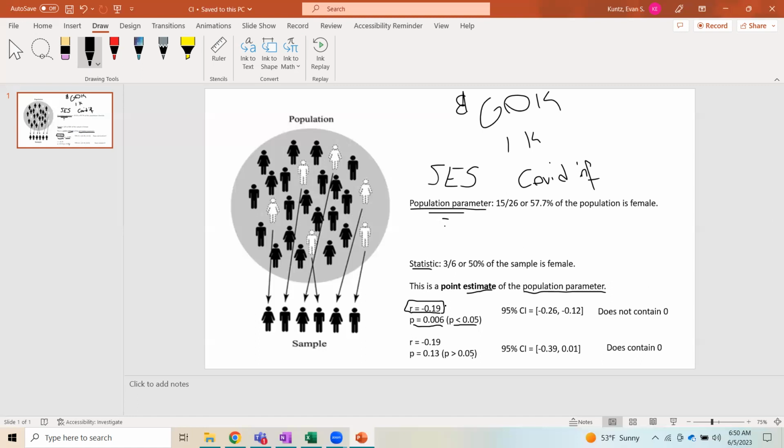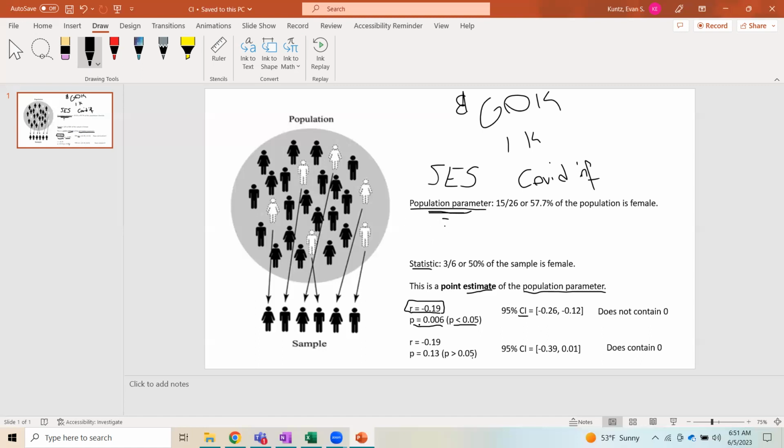And so what you can gain from this, or I suppose the next question I ask, is how precise is this point estimate? So we know it's significant, but how precise is it? And to answer that question, we have our confidence interval. Essentially, what a confidence interval gives us is a range of values around our point estimate, within which we expect the true population parameter to lie.